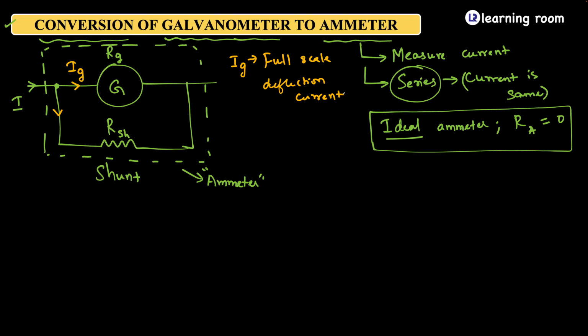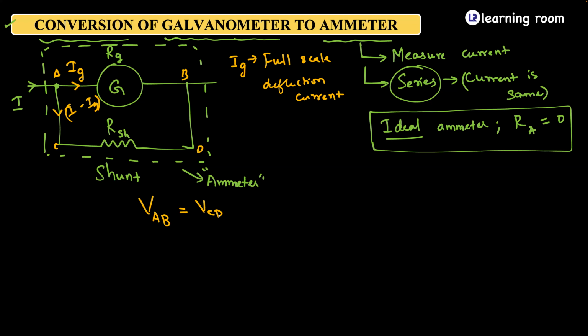So how much will be the current flowing through the remaining part? Out of I, Ig is gone here, so I minus Ig will come here. Is the point clear? Now, if I take this to be AB and this to be CD, the potential difference across AB and across CD are going to be the same. Why? Because they both are connected in parallel. So can I write VAB is equal to VCD?